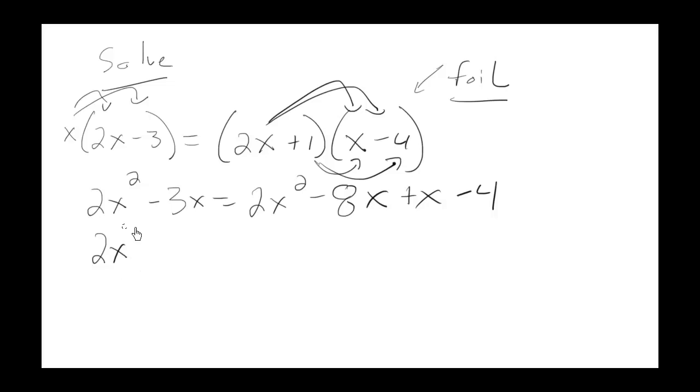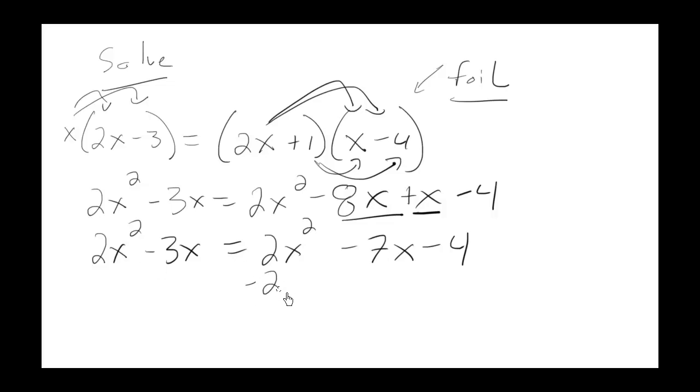This gives me 2x squared minus 3x is, let's see, 2x squared. These guys combine to give me minus 7x minus 4. Now at this point, it doesn't quite look like a linear equation because I see x squared, I see squared powers. But these two things are going to cancel. I try to move this over, minus 2x squared. They cancel on both sides, and sure enough, I do have a linear equation.